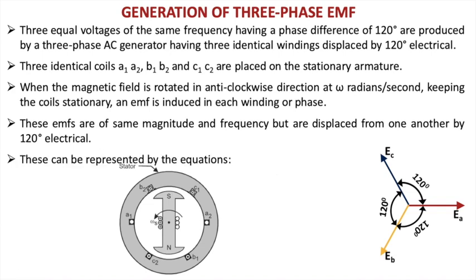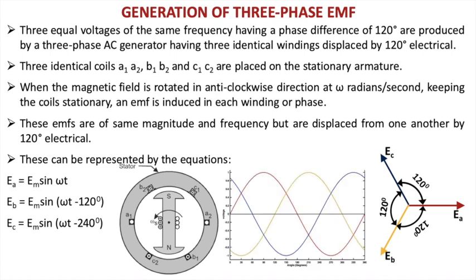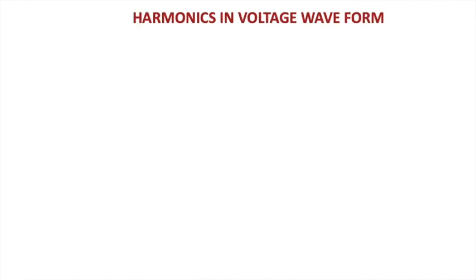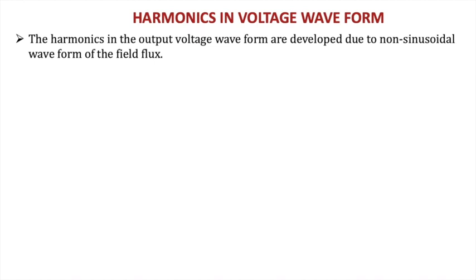These can be represented by the equations: EA is equal to sin omega t, EB will be equal to sin omega t minus 120, and EC can be written as sin omega t minus 240 or sin omega t plus 120. So this is the waveform representation, and this is your phasor representation of the three waveforms. Now what are the harmonics in the voltage waveform?